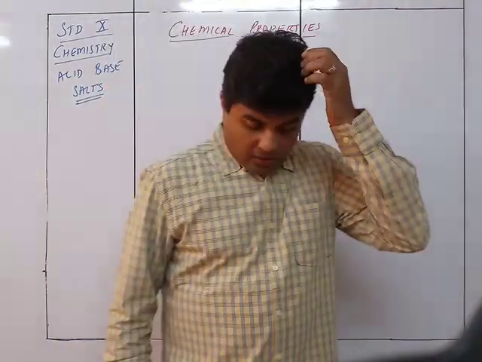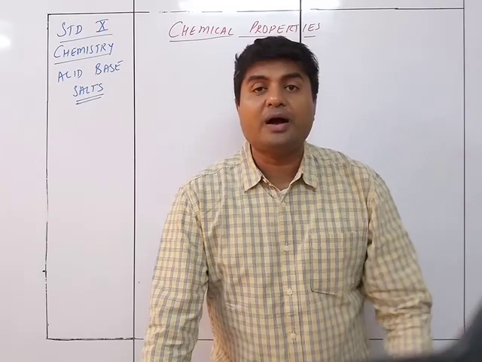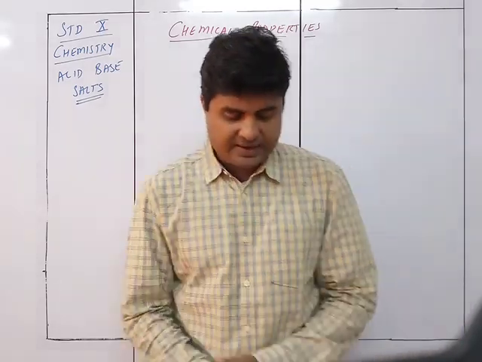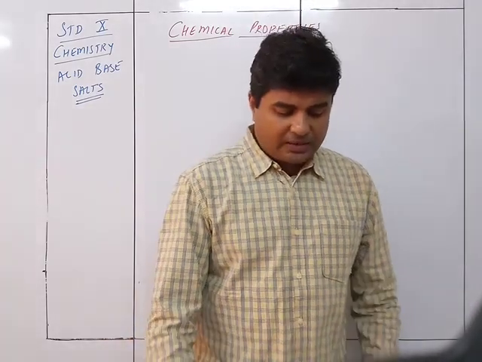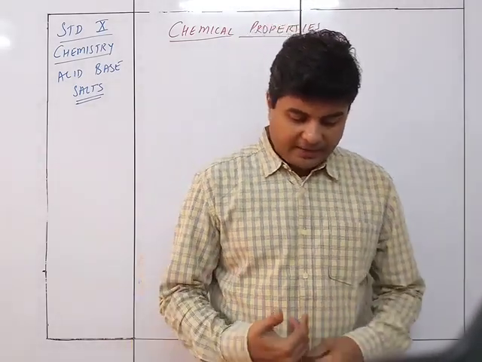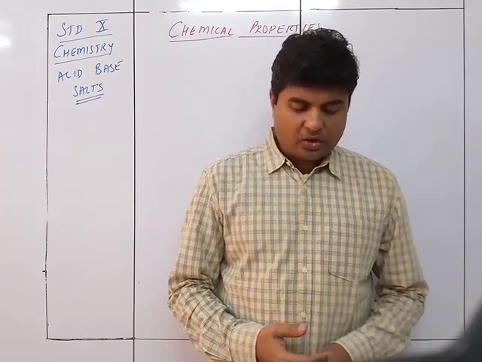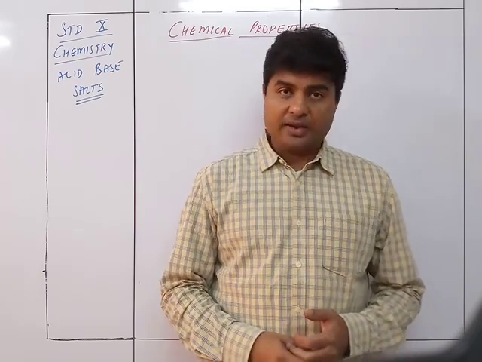Okay. So in bases we have first, a test for OH ions. So test for hydroxide ions in the solution. Alkali reacts with ammonium salt on heating to liberate ammonia. So that is the first thing.